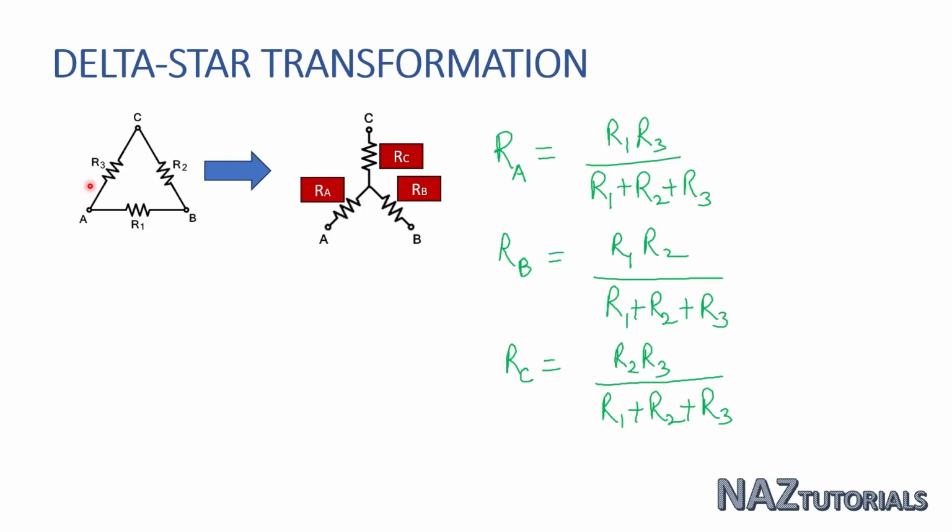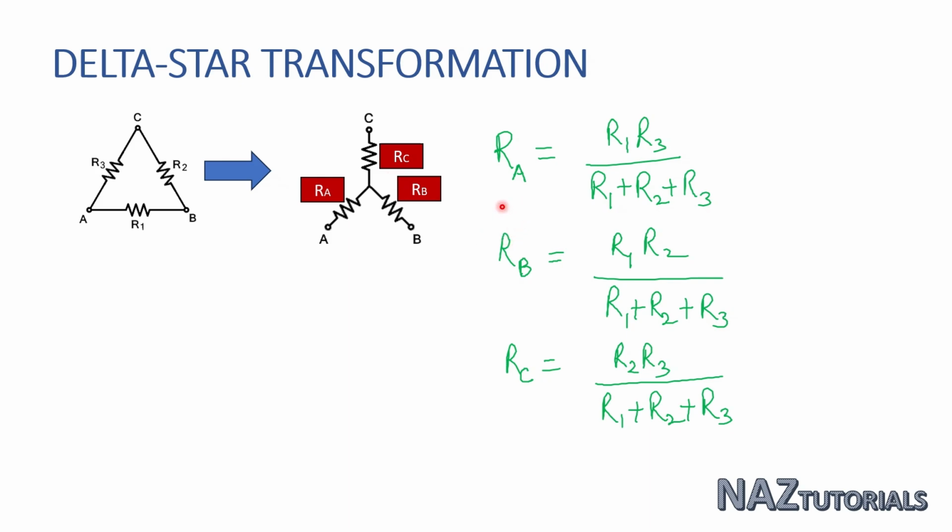Now let's see the formula for delta to star transformation. For delta to star transformation, the points A, B and C that are making the delta have resistances R1, R2 and R3, and it will be transformed into a star from points A, B and C. The star resistances are RA, RB and RC.